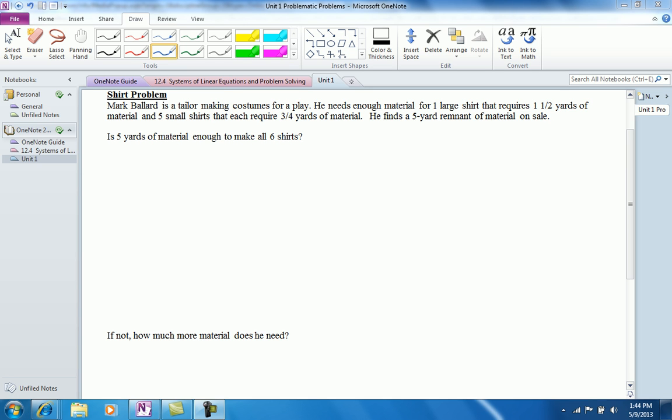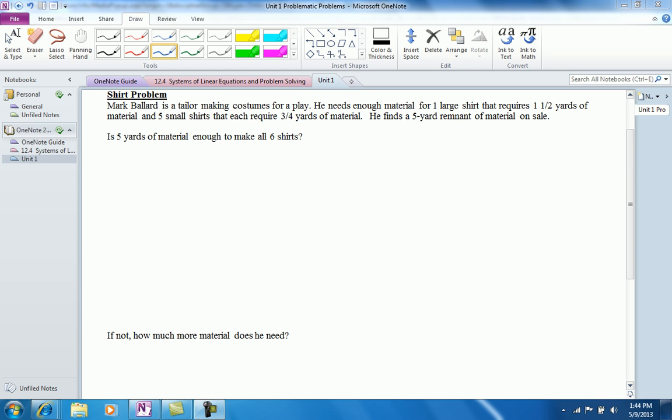Alright, so here we are with the shirt problem from Homework 2.6 in Unit 1. Mark Ballard is a tailor making costumes for a play. He needs enough material for one large shirt that requires 1 1/2 yards of material, and 5 small shirts that each require 3/4 yards of material. He finds a 5-yard remnant of material on sale, and we're asked to answer the following 2 questions.